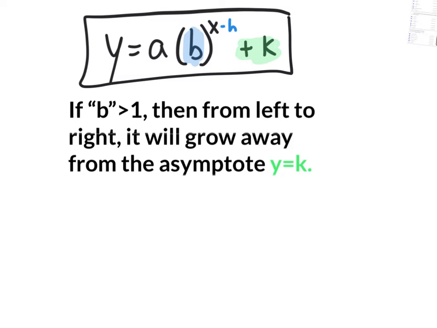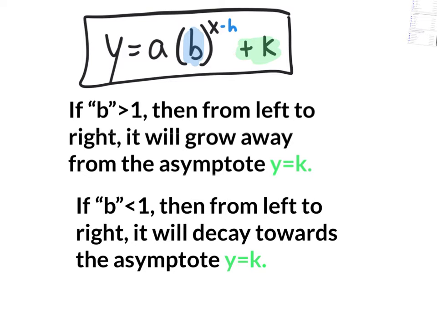Let's talk about if b is less than 1, like a decimal value or a fraction that's less than 1. Okay, so if b is less than 1, let me actually highlight this. If b is greater than 1, then it's growth. If b is less than 1, it's a decay. From left to right, it will decay towards the asymptote y equals k. So y equals k is a horizontal line that we call the asymptote. We need to know this, guys, so I hope you jot this down in your notebook. You guys understand it, because you need to know it.